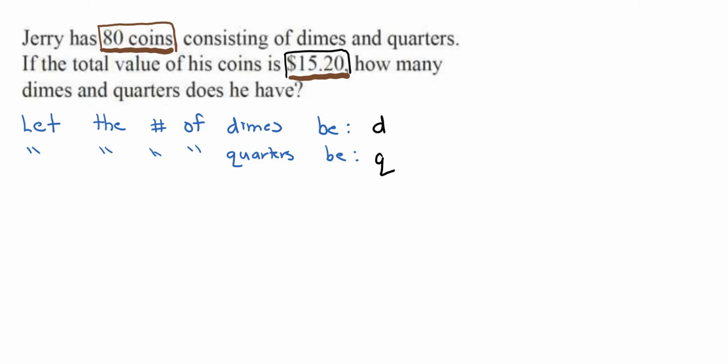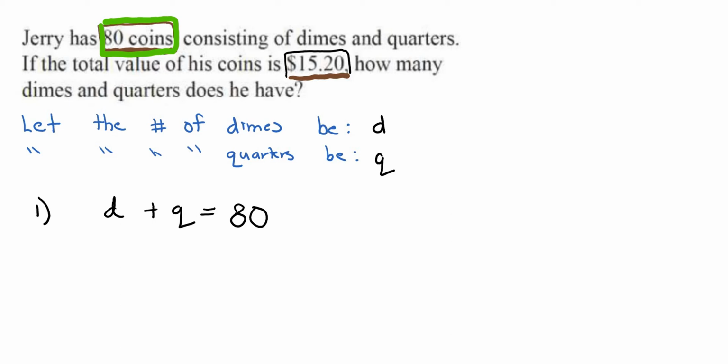I have already written out two let statements, where D is the number of dimes and Q is the number of quarters. So let's figure out how to write my first equation. I'm given 80 coins, so the number of coins is 80. That is made up of the number of dimes plus the number of quarters. So my first equation is D plus Q equals 80.